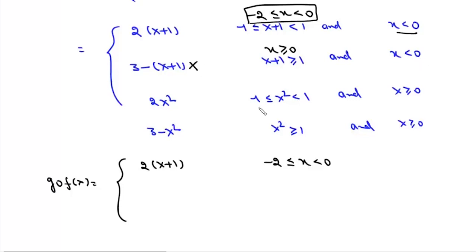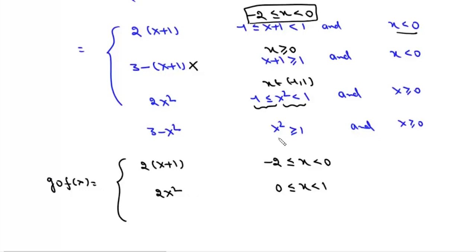Now if you look at this third one, x square is always greater than minus 1, and x square less than 1 means x lies between minus 1 and plus 1, and here x is greater than or equal to 0. So the intersection is x greater than or equal to 0 but less than 1. In this case, this definition is 2x square.